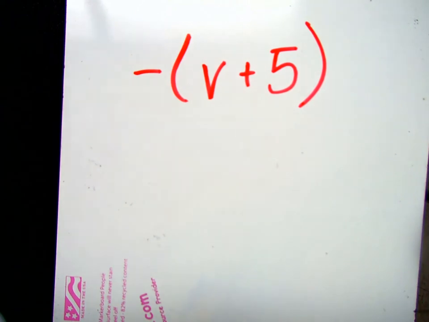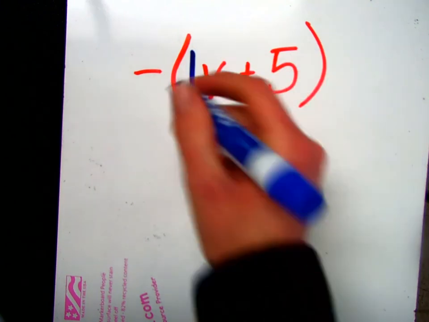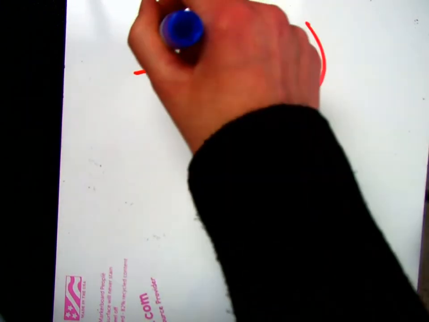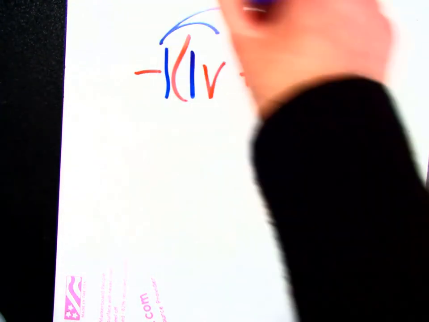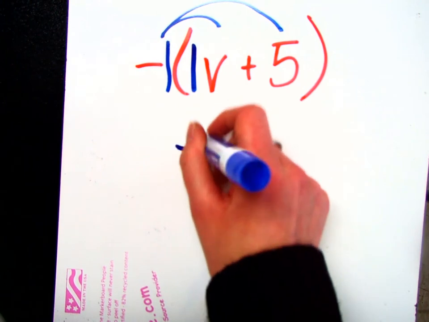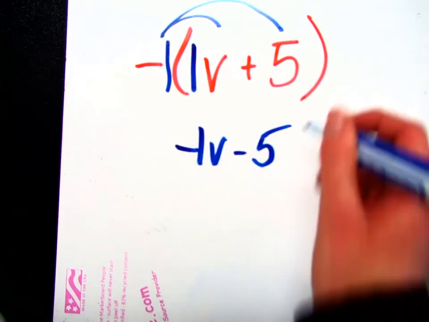Okay, last example, negative (something) times (v + 5). If you have missing numbers, you can always put a 1 in front of them. That makes it nice and easy to work with. So then we'll just end up multiplying negative 1 times 1v and times 5. So negative 1 times 1 is negative 1. We'll bring down the v. And then negative 1 times 5 is negative 5. And that's it.